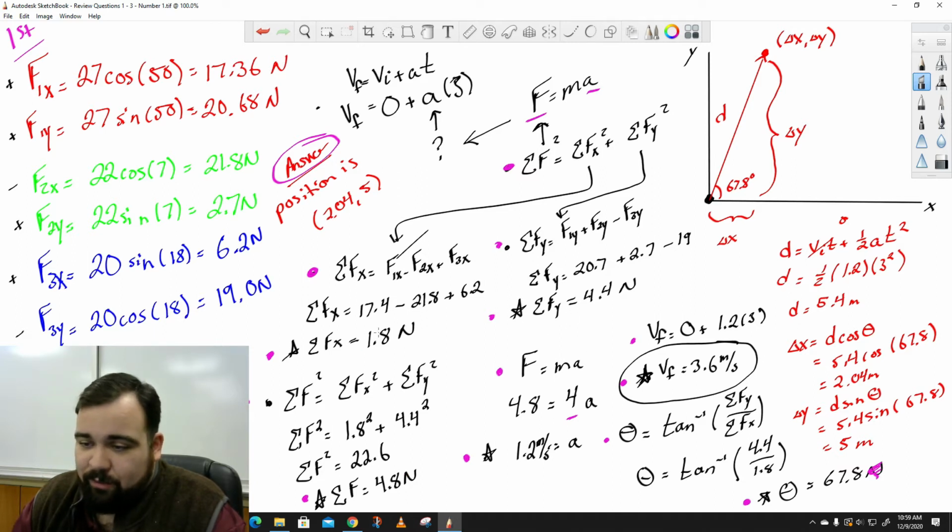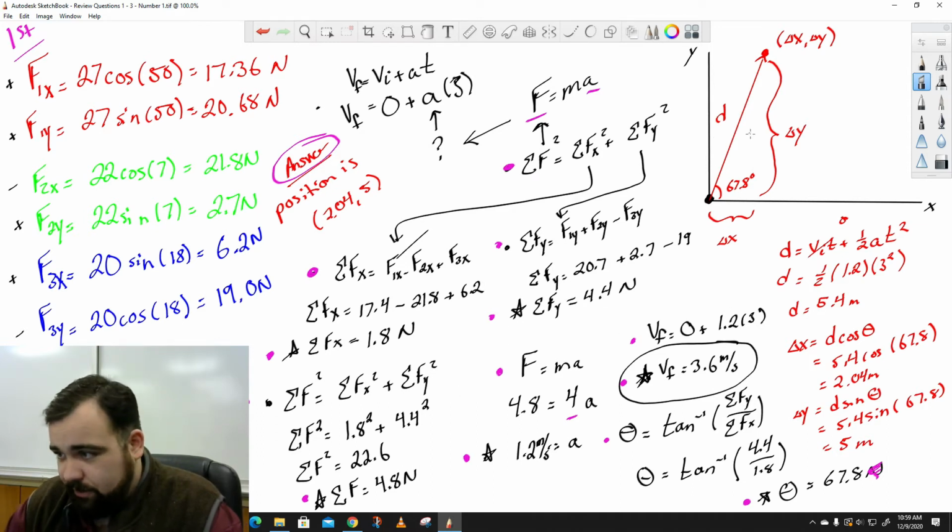F net x is a positive 1.8, and our F net y is a positive 4.4, so we're in that top right quadrant. So we drew this little diagram here. We have 67.8 degrees is the angle it's acting at. We're going to look for this point, delta x, delta y. Where does it end up?